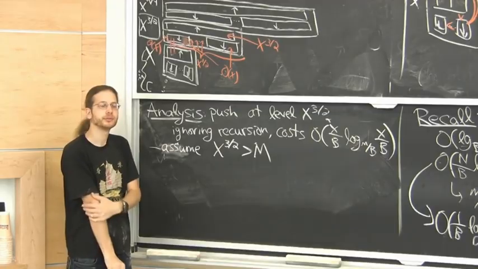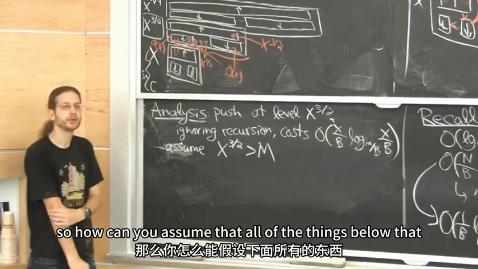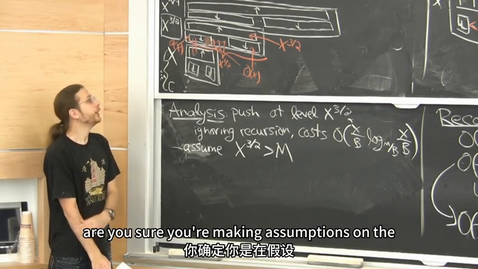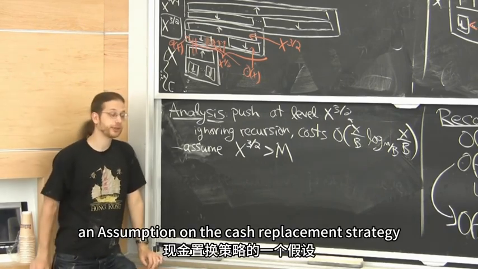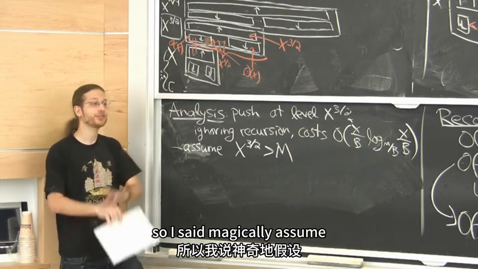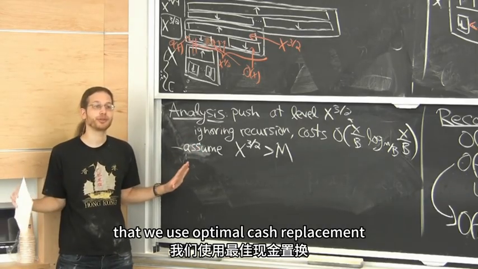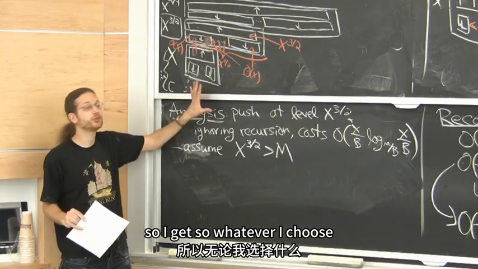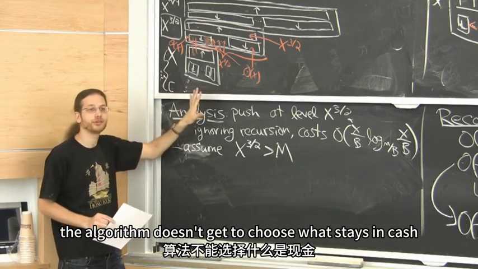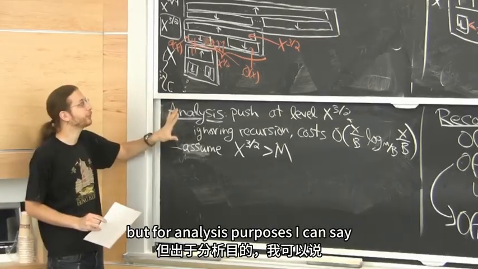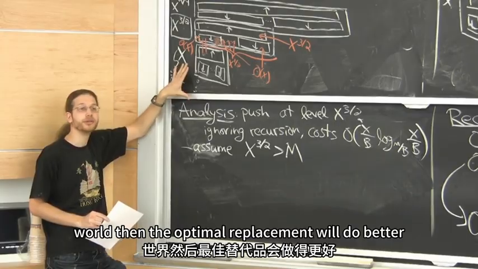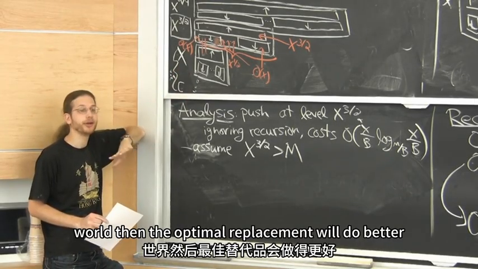Question? So how can you assume that all of the things below that particular size always stay in cache? So I'm making an assumption on the cache replacement strategy, which I actually made last lecture. I said magically assume that we use optimal cache replacement. So whatever I choose, OPT is going to be better than that. So you're right, the algorithm doesn't get to choose what stays in cache. But for analysis purposes, I can say, well, suppose all these things stay in cache. If I prove an upper bound in that world, then the optimal replacement will do better.